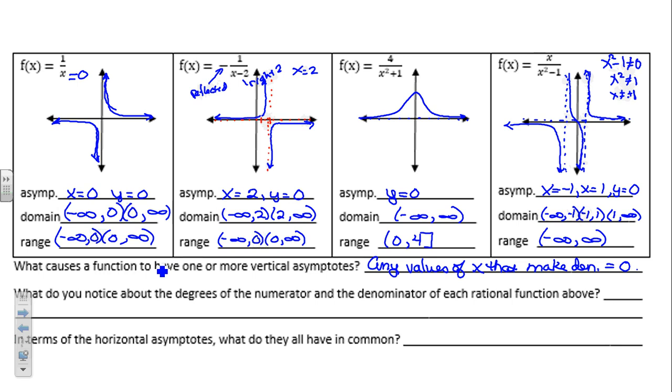X to the 0 power, right? There is no x up there. And x to the first in the denominator. So we have a degree of 0 and a degree of 1. Numerator, we have a degree of 0 and a degree of 1. Degree of 0 and 2. Degree of 1 and 2. Okay? So what's true about all of those?